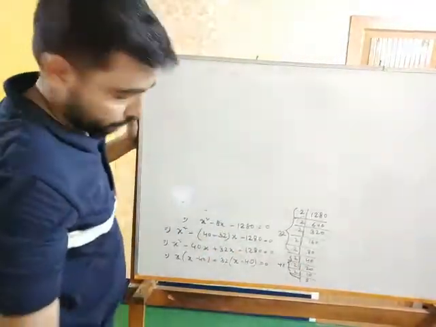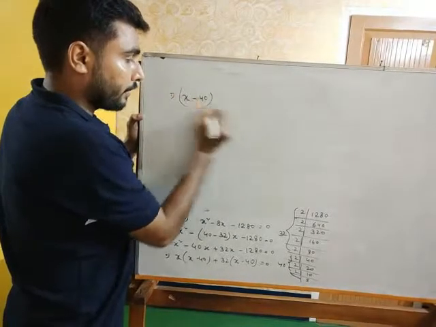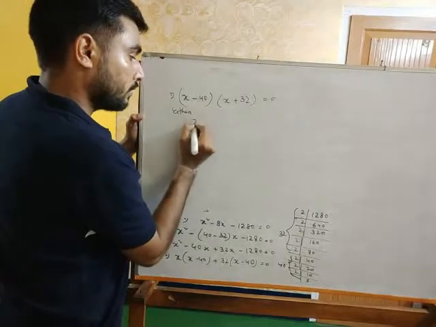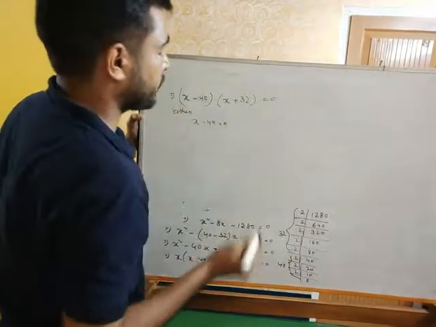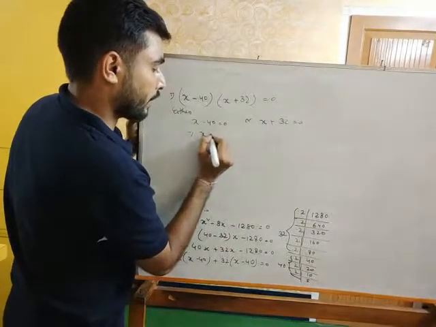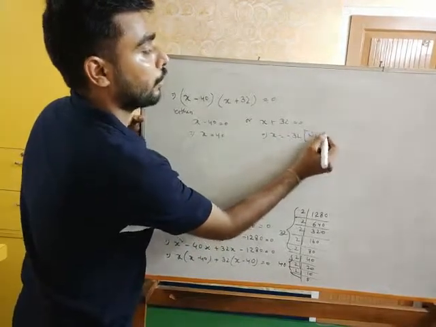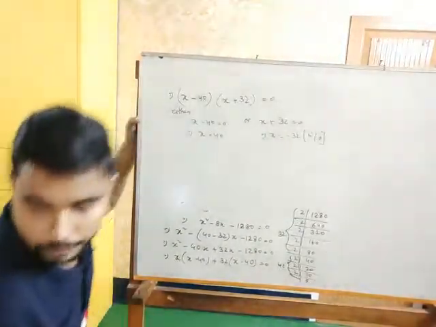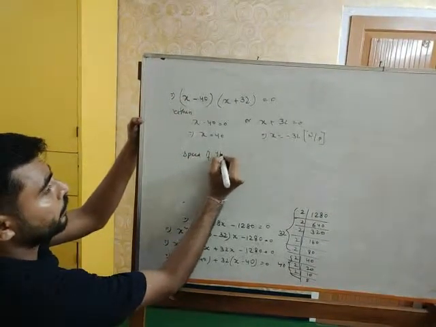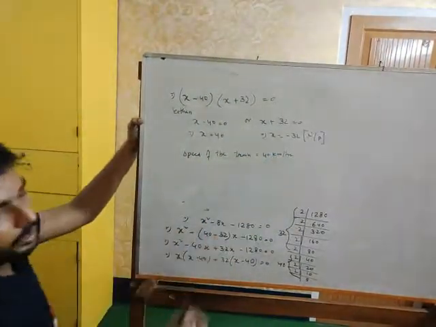So now overall x minus 40 is common, and here x plus 32 will remain. So either x minus 40 is equal to 0, or x plus 32 is equal to 0. So x is equal to 40, or x is equal to minus 32. This is not possible. Okay, why? Because speed cannot be negative. Therefore, speed of the train is equal to 40 kilometers per hour.